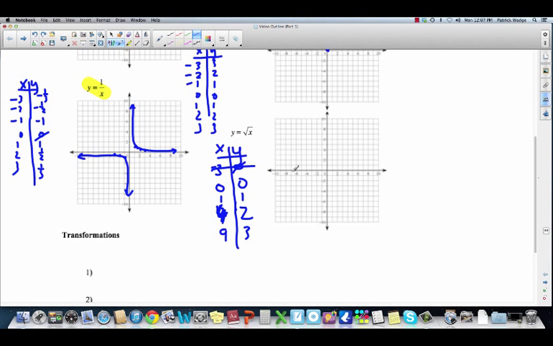Can't graph the first one. 0, 0, 1, 1, 4, 2, and 9, 3. Okay, this is the mother function for square root functions.